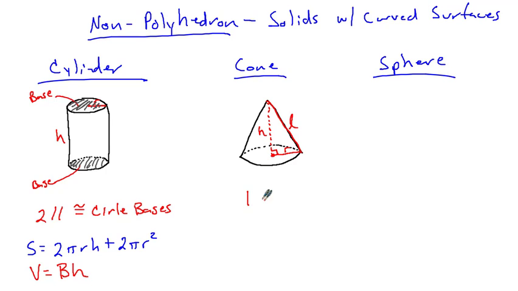So it has one circle base, and then our formula for surface area is pi rL, so pi r times the slant height, plus pi r squared. And our formula for volume is very similar to the pyramid. It is 1/3 area of the base times the height.